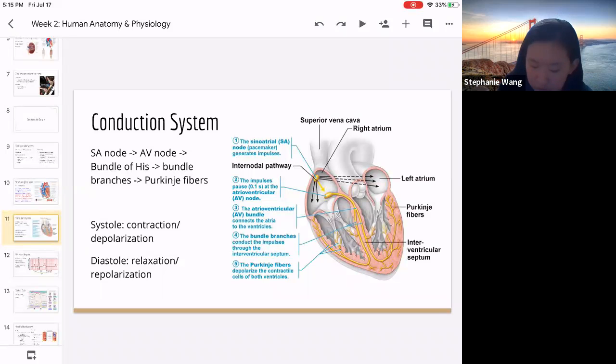So as it goes down, it will branch into little fibers. These little fibers are called Purkinje fibers. These fibers carry the transmission and the signal all the way to the heart walls where the heart can get innervated and then it can start pumping. So yeah, that was a quick overview of the conduction system in the heart. Let me know if you have any questions about this. This part is a little complicated.